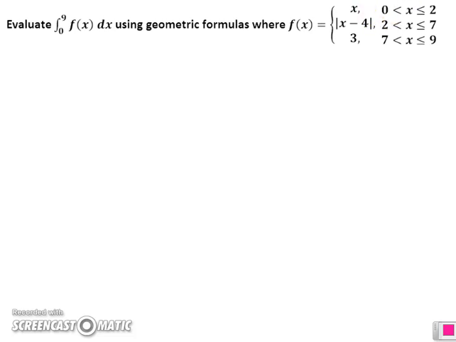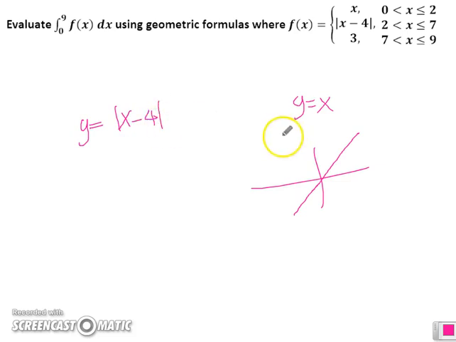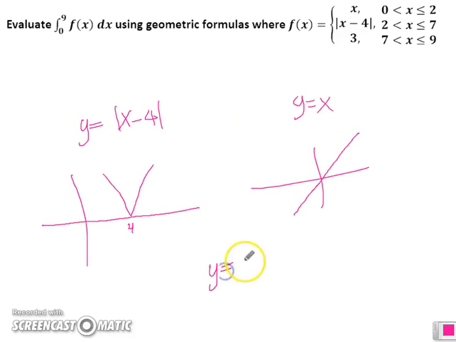So let's draw this picture. This is y equals x from 0 to 2. Y equals x just looks like this, slope of 1, goes through the origin. Y equals the absolute value of x minus 4. Absolute value is a V, and the minus 4 on the inside means that it's been moved to the right by 4 spaces. That's a translation.